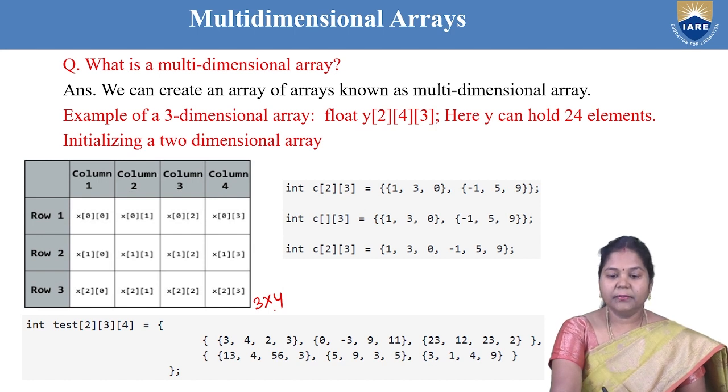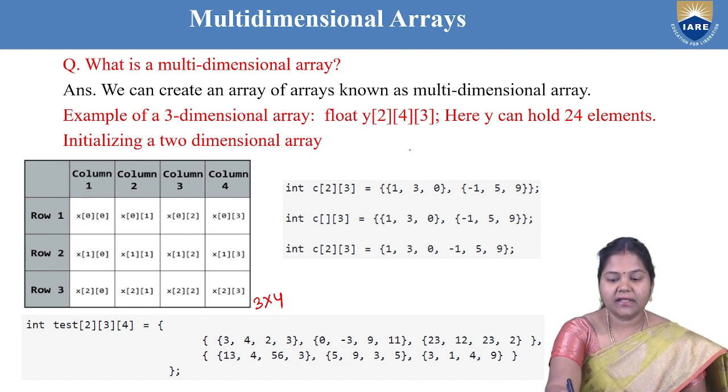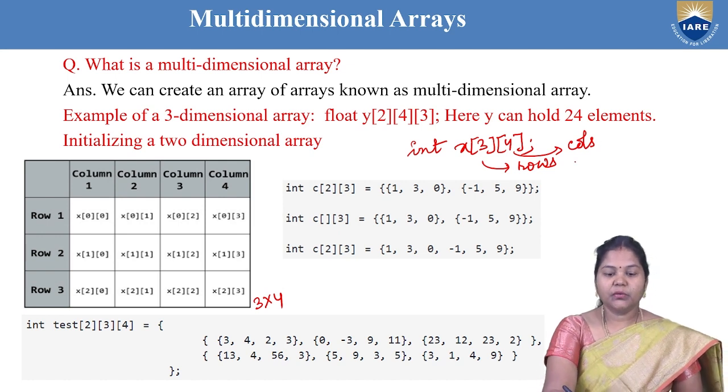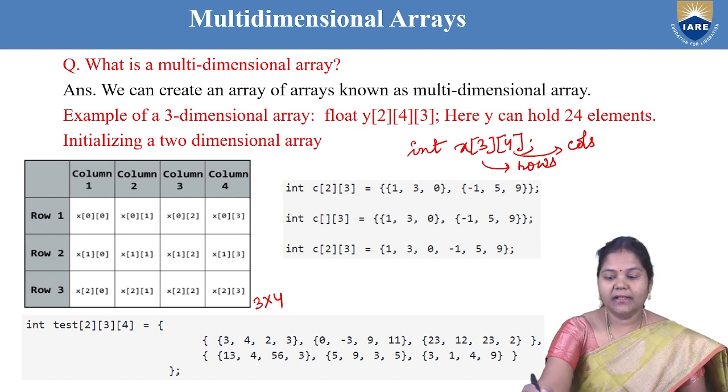So how to declare a 2-dimensional array? Suppose you write int x[3][4]. Here 3 is the number of rows and 4 is the number of columns. That means in total it can store 12 elements.